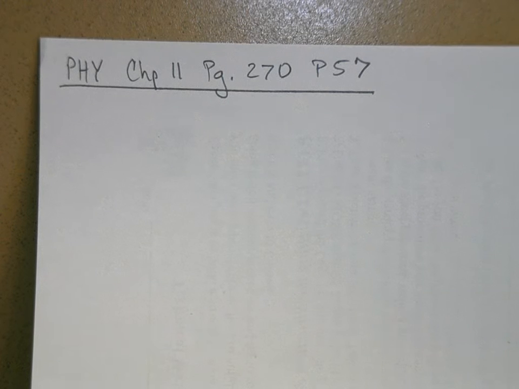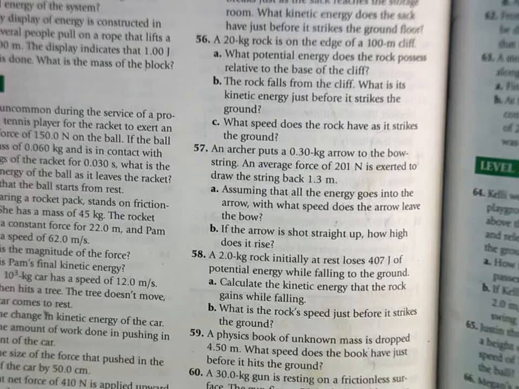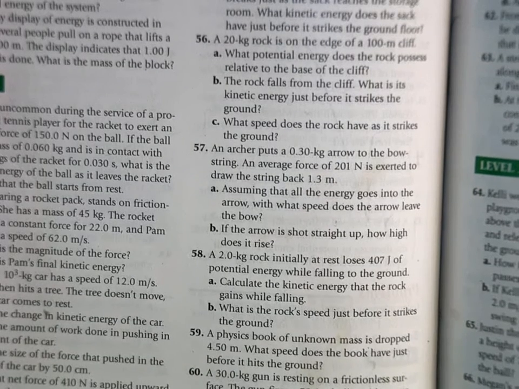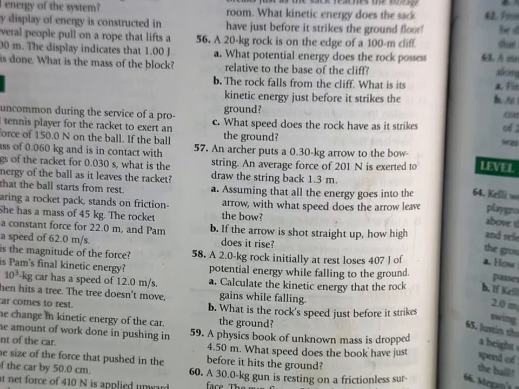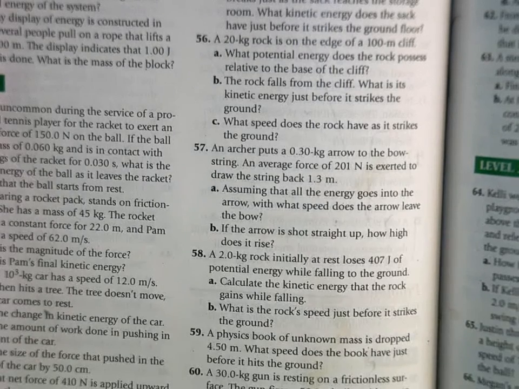All right, let's do problem number 57 on page 270 in chapter 11. And here's the problem in the book. It says an archer puts a 0.3 kilogram arrow to the bow string. An average force of 201 newtons is exerted to draw the string back 1.3 meters. Assuming that all the energy goes into the arrow, with what speed does the arrow leave the bow? If the arrow is shot straight up, how high does it rise?